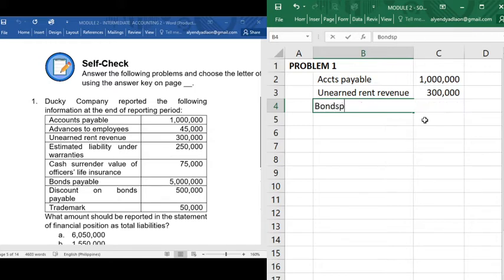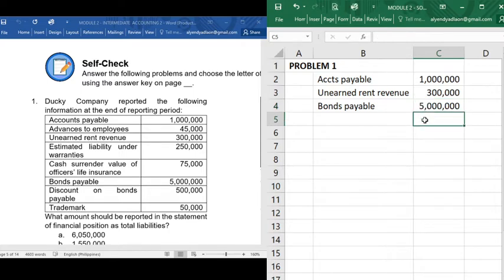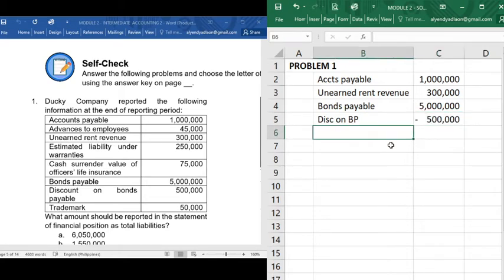Next, bonds payable. Of course, bonds payable, from the word itself, it is payable, so that is a liability. Now, of course, discount on bonds payable is related to the bonds payable, but the treatment of the discount is a deduction to the bonds payable. Hence, we deduct it in the liabilities. And lastly, we have trademark. Take note that a trademark is an intangible asset and not a liability.